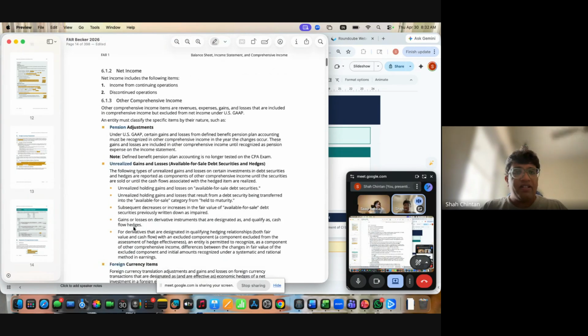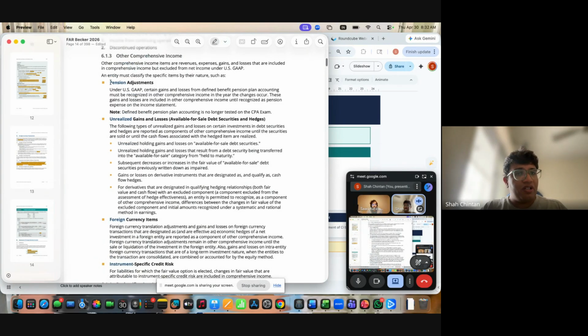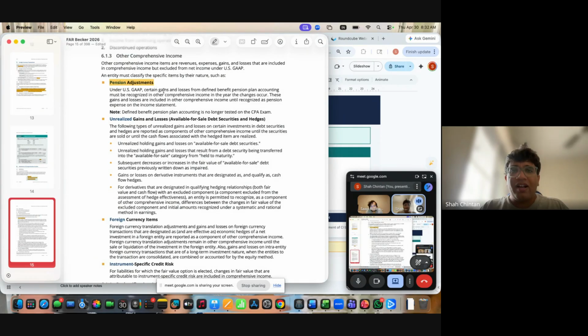Now other comprehensive income में चार चीजें आती है which we saw. Number one, pension adjustment. Formula is PACE. सबसे पहले आता है आपका pension adjustment. All these are again unrealized gain, but there is a note, these are no longer tested in the CPA exams for the FAR section only. When you go to a BAR section, this will be tested for you.